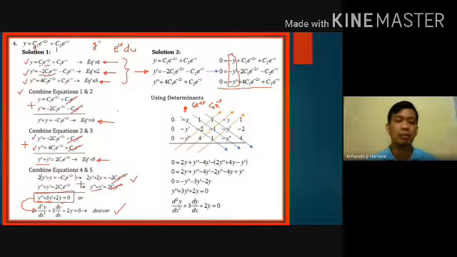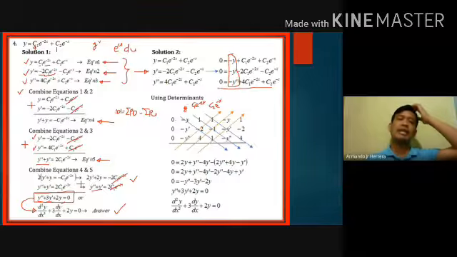Then, sa pagkuha ng determinants, that is equal to summation ng product ng downs, lahat ng terms or ng factors na na-touch nung arrow down, minus summation naman ng product ng ups. So, summation tayo ng product ng downs minus summation ng product ng ups.